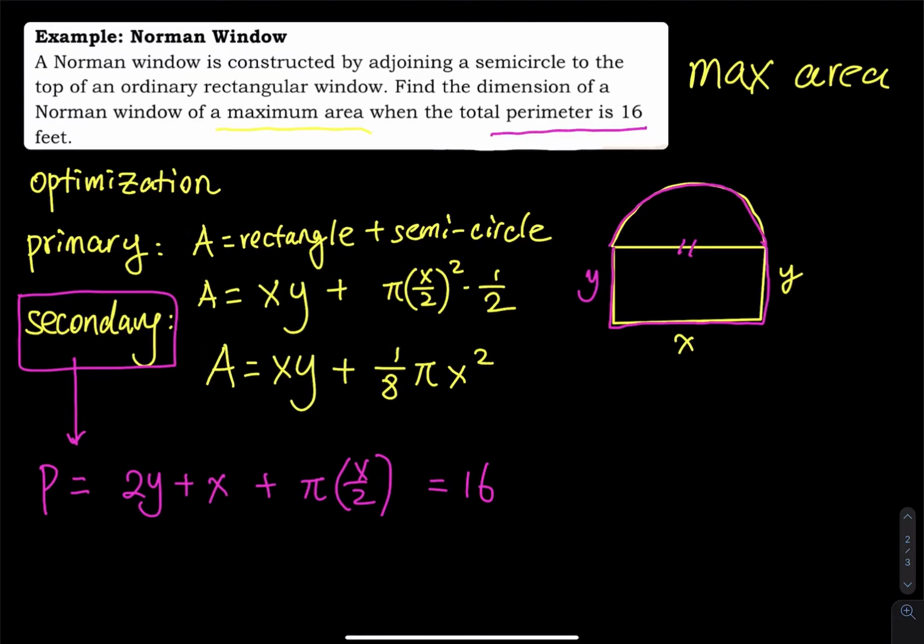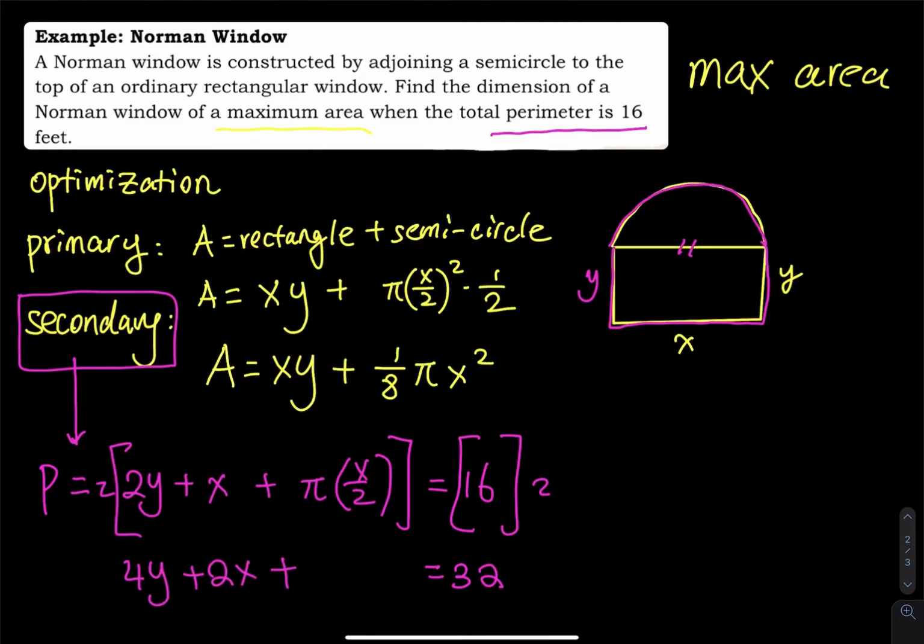So what is the secondary? We have two equations here. Since we have a denominator, let's multiply both sides by 2. I want to simplify the secondary, and then I will plug the secondary into the primary. Multiply by 2, multiply by 2. Overall, the secondary is equal to 32 on the right, and on the left 4y plus 2x, and then the 2 cancels, leaving pi x. So that is my secondary.